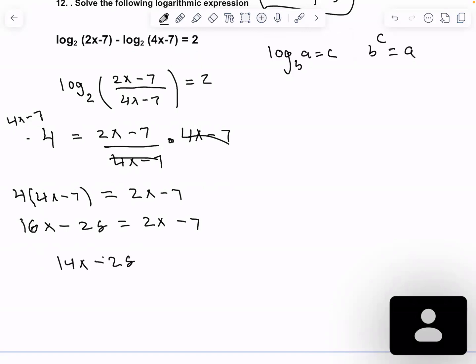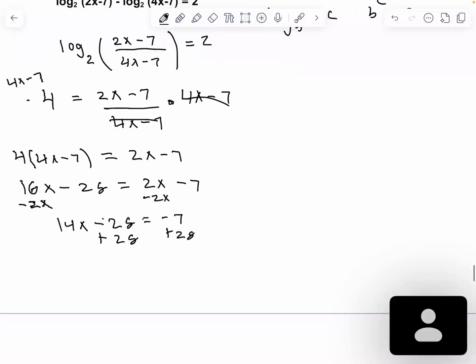So I subtracted the 2x. Right? If I add the 28, I would get 14x equals 21, and then I would divide by 14, and I would get 21 over 14, which is the same thing as, they both have a 7 in common. So this would be what? 3 over 2.